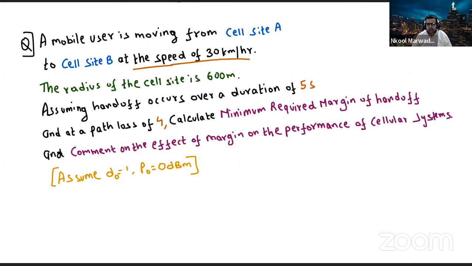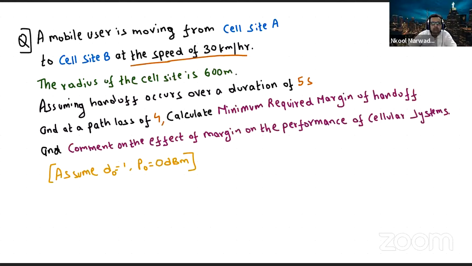Calculate the minimum required margin of handoff, and comment on the effect of this margin on the performance of cellular systems. Now let us see how to do this. In order to solve such problems, we have to make use of one very important formula.